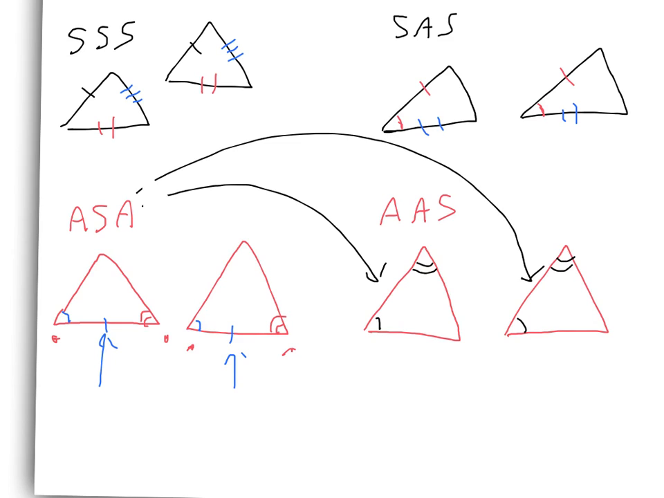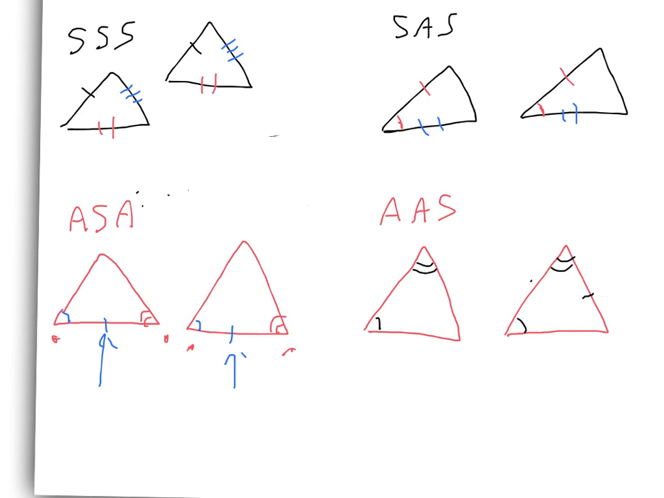Okay, but ASA is a little bit different than AAS. AAS requires that you have a side that is not an included side. Okay, so you could have a side that is congruent that's not in between those two angles. Okay, so make sure that you understand that AAS is the same as ASA, except you would not want to include that included side.